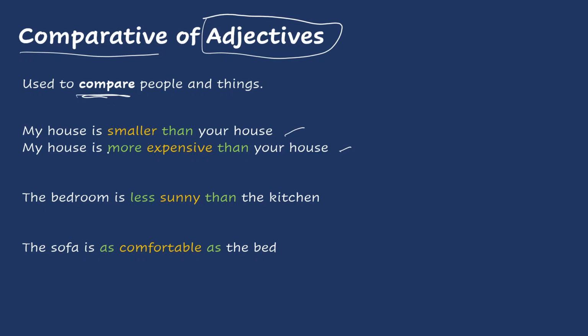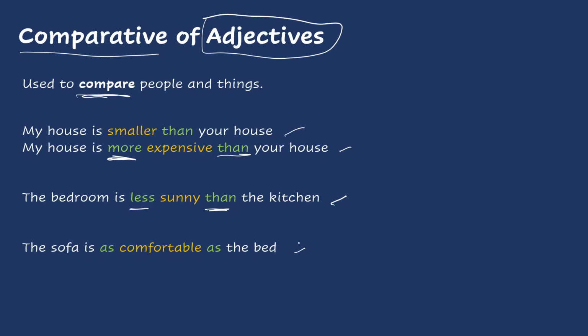So in those two cases, you want to say more, right? More, and then you're comparing here two houses. One is smaller or one is more expensive. You can also say less, right? The bedroom is less sunny than the kitchen. Now you're comparing a bedroom with a kitchen.